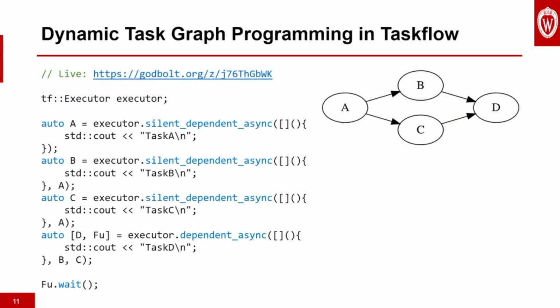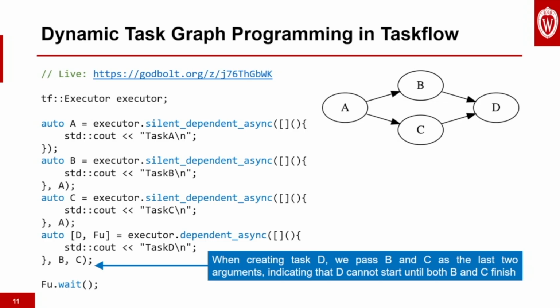In addition to static task graph programming, Taskflow also supports dynamic task graph programming, so you can use it to solve problems in a more dynamic environment. Using the same graph as an example, you can create a task from a C++ function object using silent dependent async, or dependent async if you would like to perform task-specific synchronization in your graph.